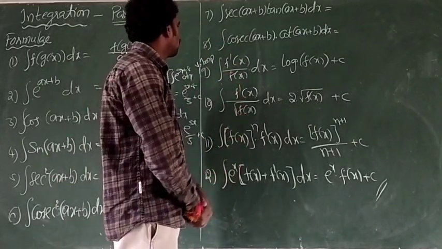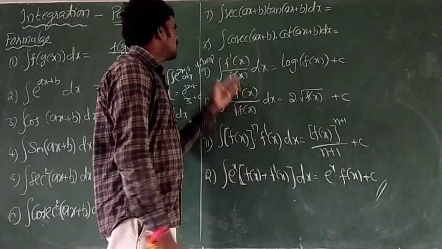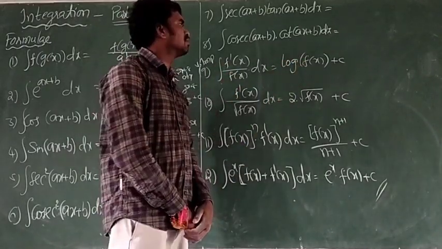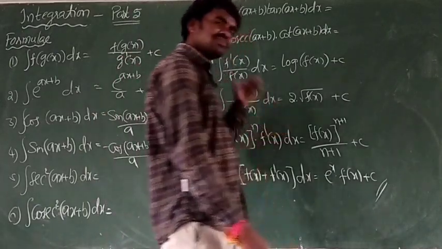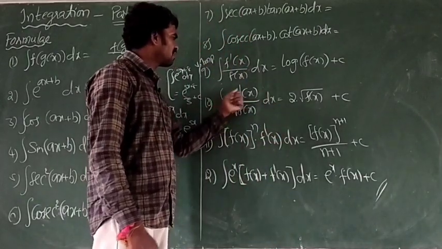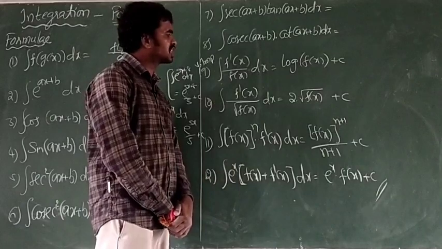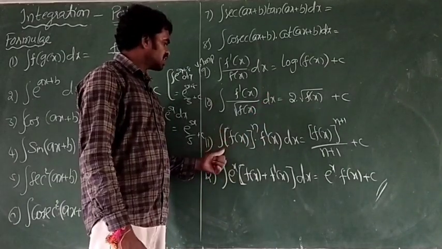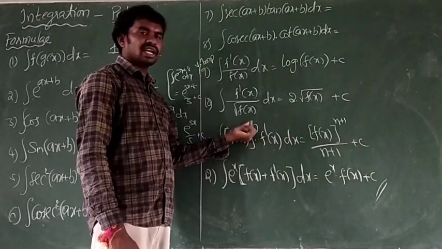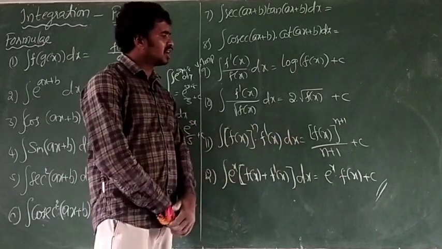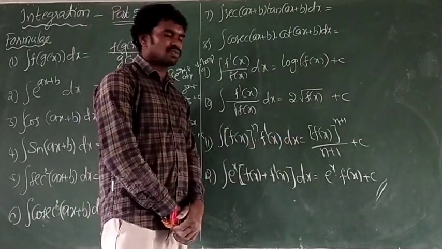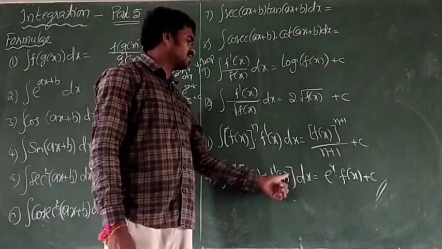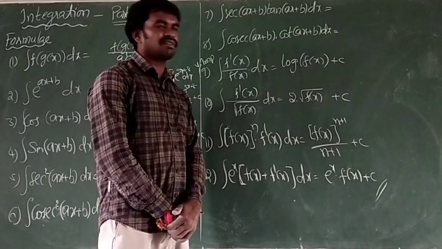What is the 9th formula? Integration f dash of x by f of x dx is equal to log of f of x plus c. Next, integration of f dash x by root f of x dx is equal to 2 into root f of x plus c. Integration of f of x whole power n into f dash of x dx is equal to f of x whole power n plus 1 by n plus 1 plus c. Integration of e power x of f of x plus f dash of x dx is equal to e power x into f of x plus c.